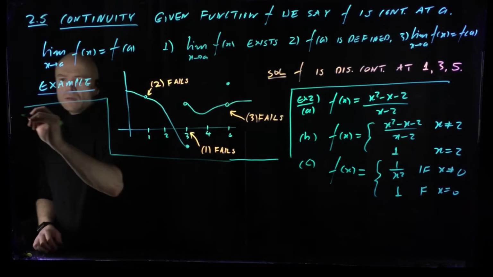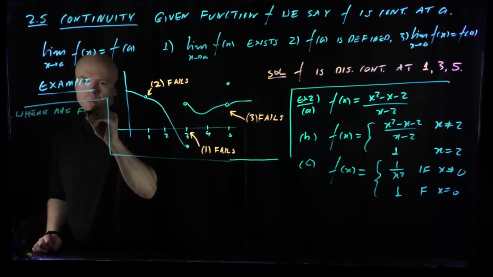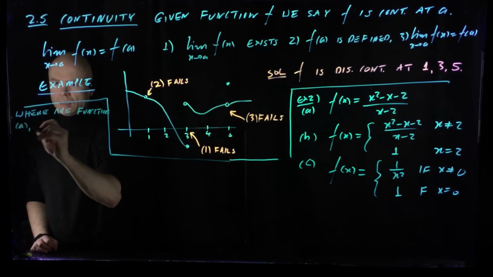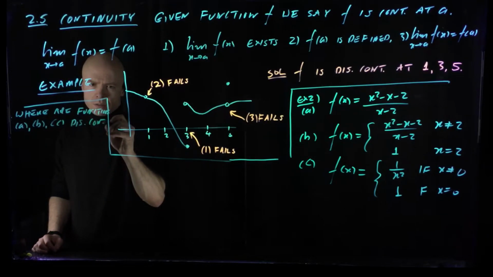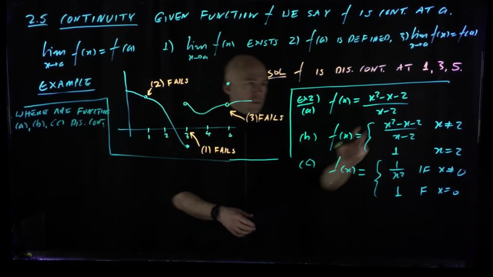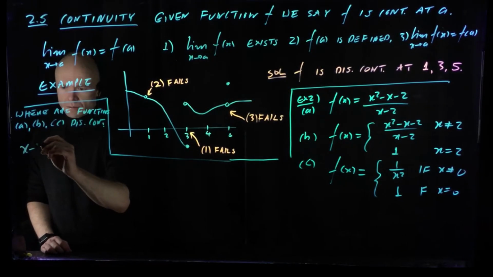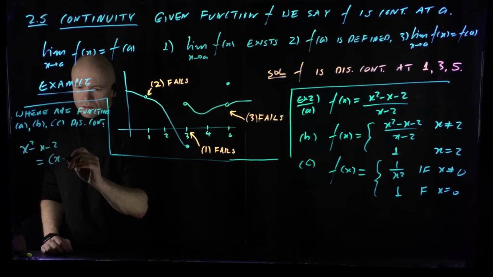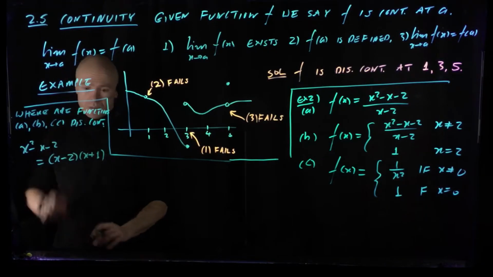So functions A, B, C, where are they discontinuous? Okay, well, let's check it out. So look at this guy. We do some algebra. We have x squared minus x minus 2. This is going to be x minus 2 times x plus 1. That looks correct, right?